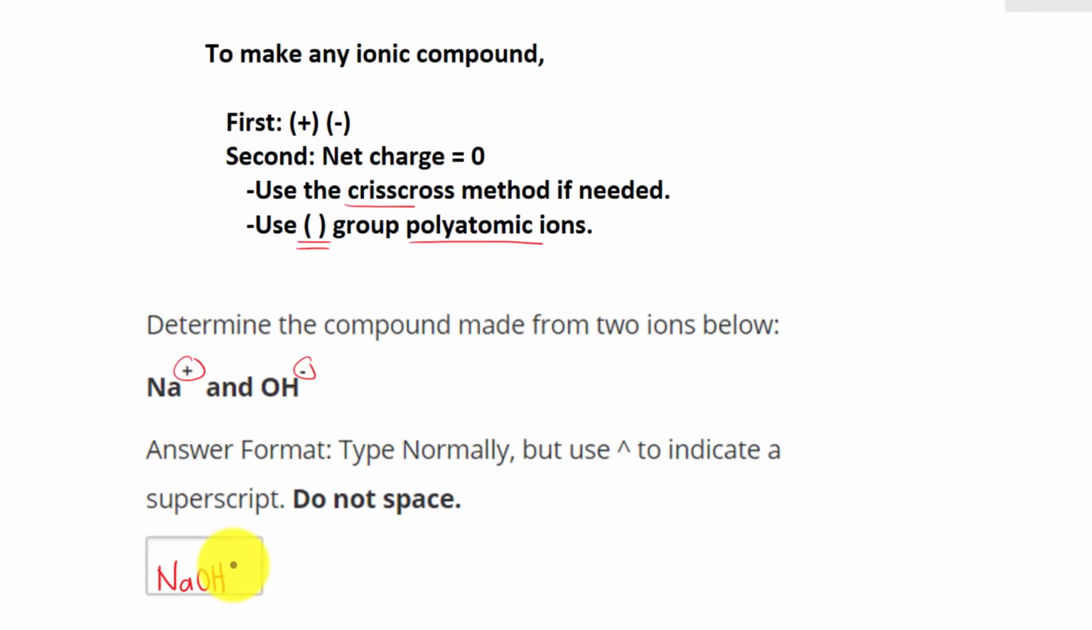And that's it. If we look at the answer format, it says type normally, which means we just type normally. But if there is an exponent or a superscript, we have to use the caret symbol. In this case, we don't have to.